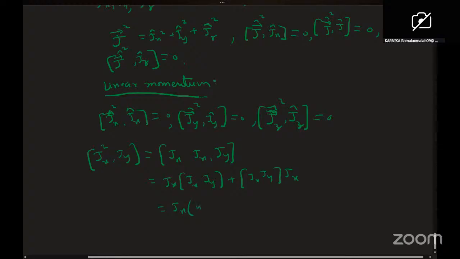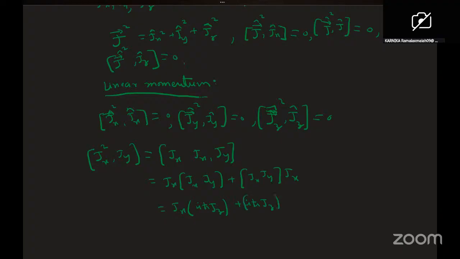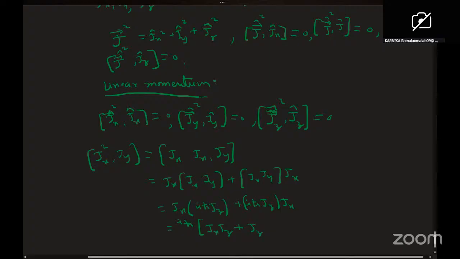Jx into iħ Jz plus iħ Jz, Jx. So it is equal to iħ into Jx, Jz plus Jz, Jx. This is Jy's value, Jy value.